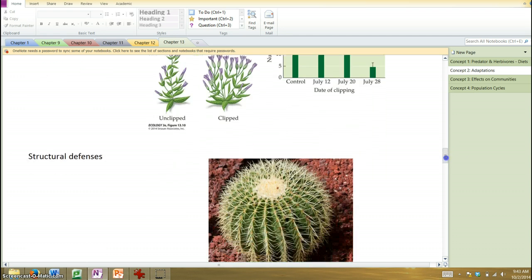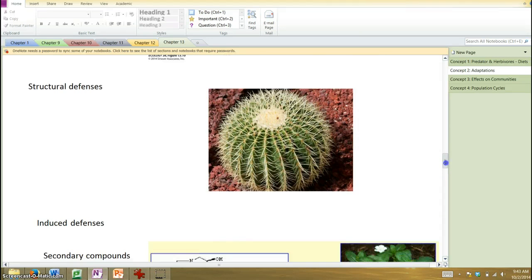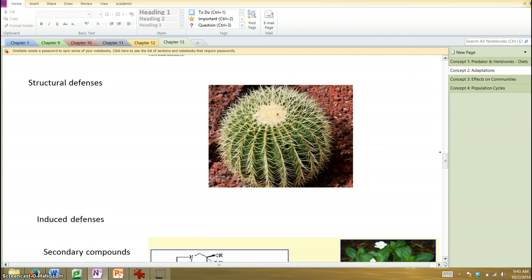Now, obviously, if the whole plant is taken, that can't happen, but it's usually if just part of it is taken. Of course, plants can have structural defenses like spines. Obviously, cactus is a good example of this, to keep things from eating you.